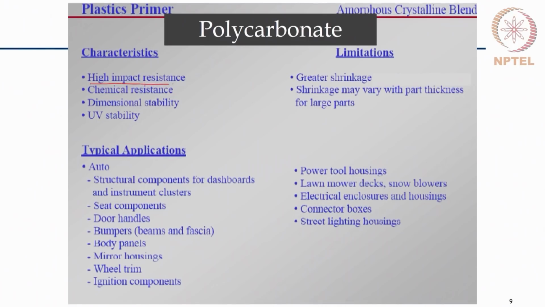One of the most used materials is polycarbonate, or in short we call it PC. It has very good impact resistance and dimensional stability, apart from various other positive attributes. It is predominantly used in automotive structures wherever strength and impact resistance is important, like door handles, body panels, etc. Some limitations in terms of the shrinkage.